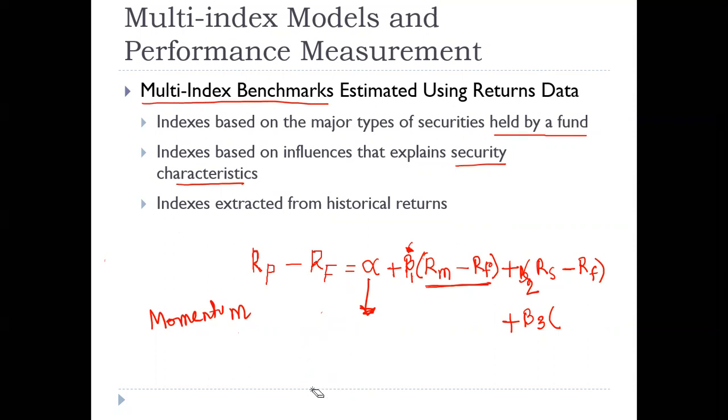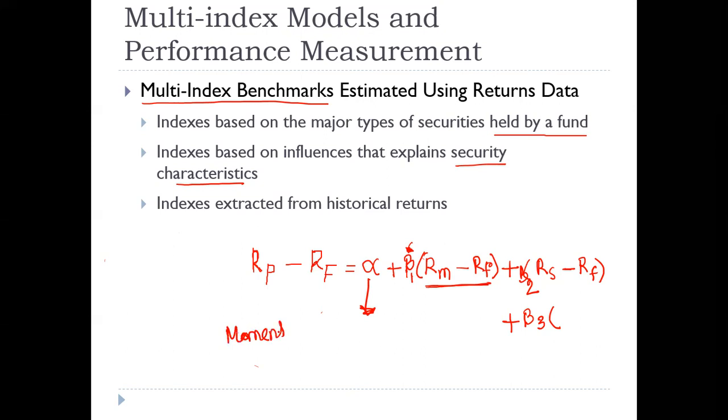Now it has been proposed that the funds also include the securities which performed well earlier. So in that case, in the benchmark, you should include a factor, or you should include an index which represents the return for momentum.